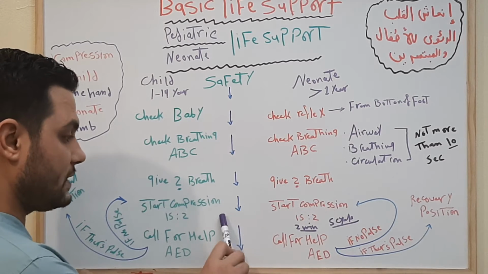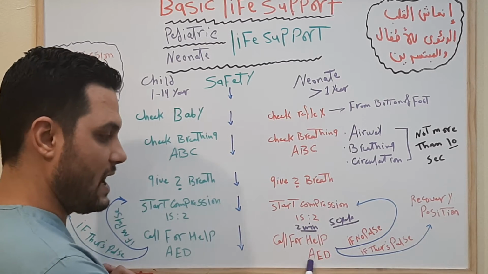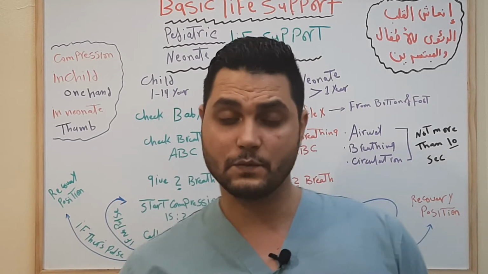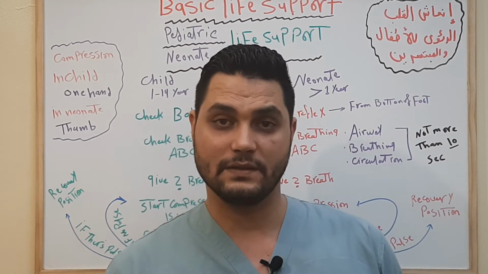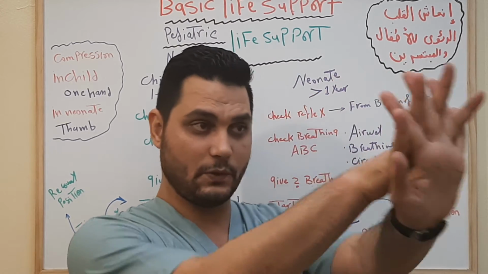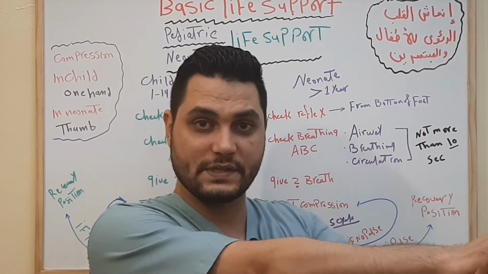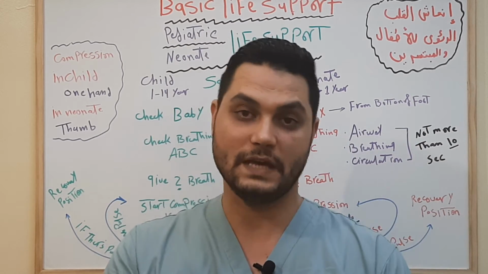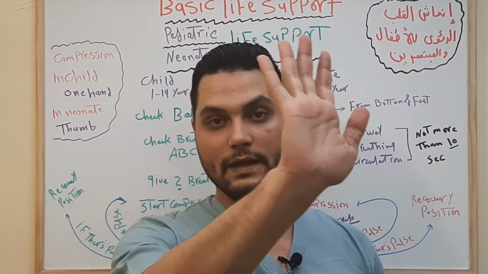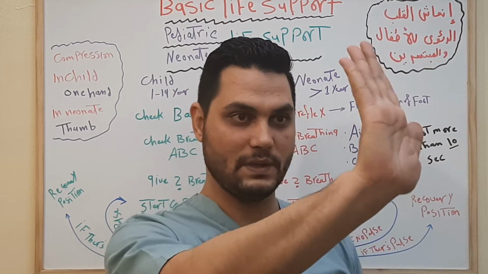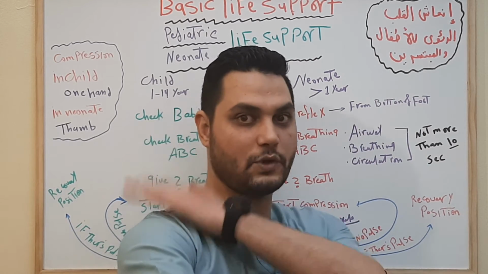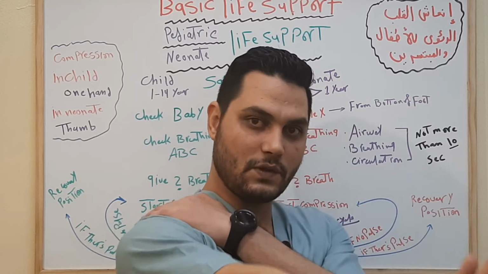After that, we will call for help and bring the AED. The compression in the child is not like the adult. In the adult, we do compression with both hands, putting interlocking hands like this and pushing the chest. In the child, we will use one hand only, one hand CPR. We put one hand on the chest over the sternum, then push from the shoulder.